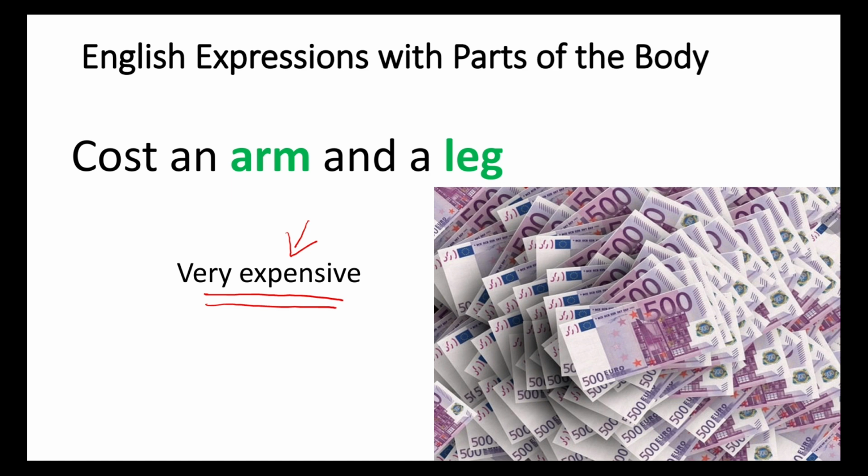For example, if you want to buy a Lamborghini, okay, a Lamborghini is a very expensive car. So you would say, this car costs an arm and a leg. It just means this car is very expensive.